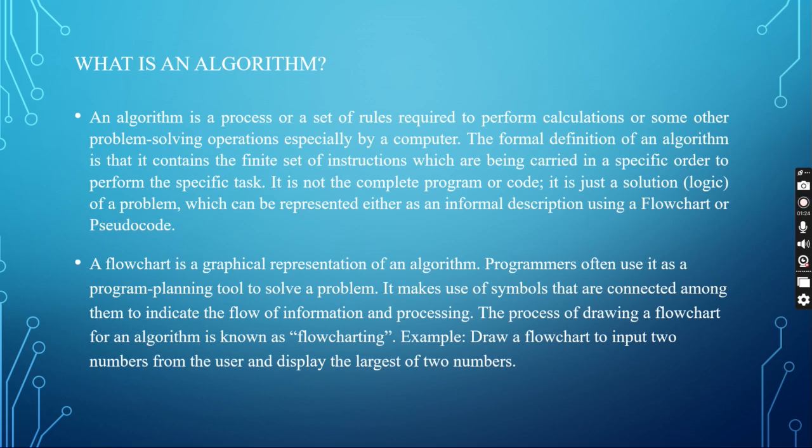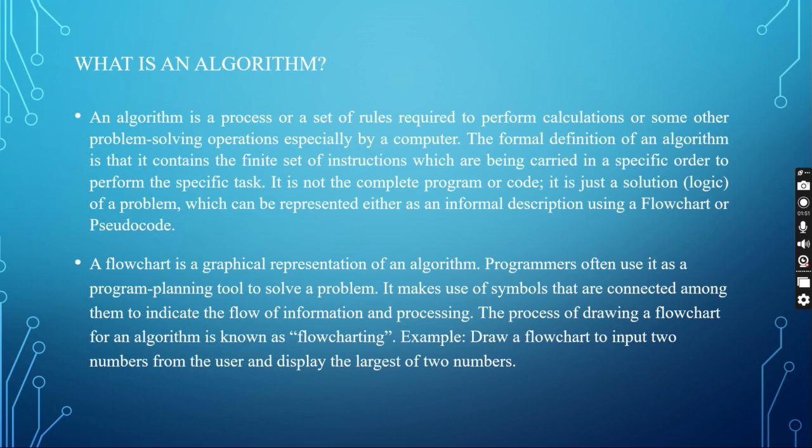A flowchart is a graphical representation of the algorithm. Programmers often use it as a program planning tool to solve a problem. It makes use of the symbols that are connected among them to indicate the flow of information and processing. The process of drawing a flowchart for an algorithm is also known as flowcharting.